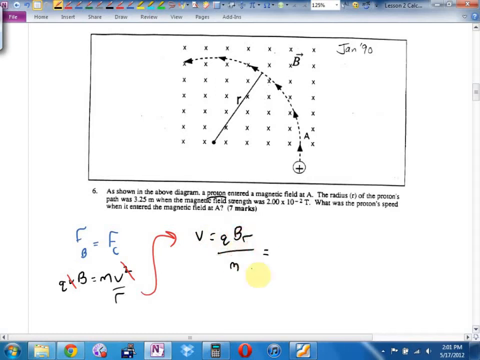Q. It's a proton. 1.6 times 10 to the negative 19. B. They told me 0.02. That's what 2 times 10 to the negative 2 is. That's easier to type. R. 3.25. Mass. It's a proton. 1.67 times 10 to the negative 27. Is that right, Jess?